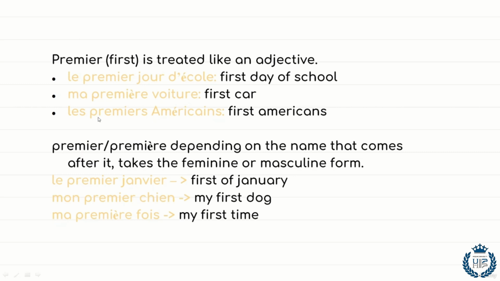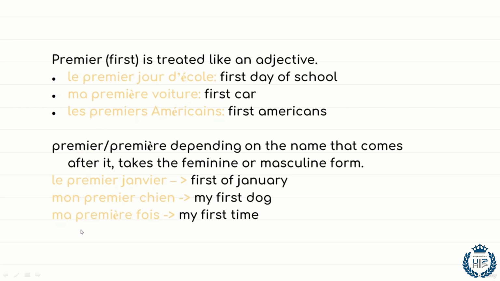Because it takes different forms depending on whether the noun that follows is feminine, masculine, or plural. So voiture is a feminine noun, so that's why we say première. Ma is also feminine, but you will learn about that later on. Les premiers américains. Américains is a plural form, that's why we made the adjective plural, and then we also put the plural article.